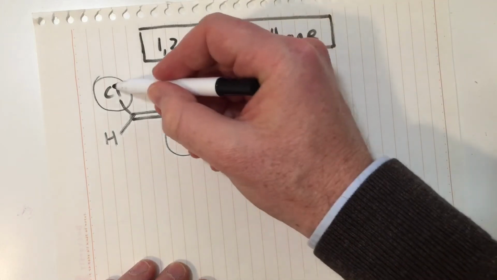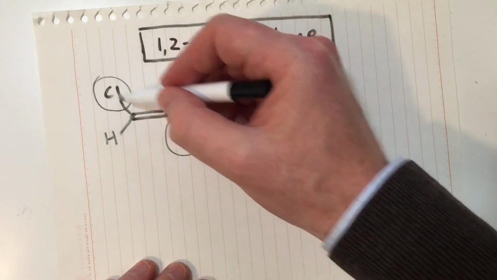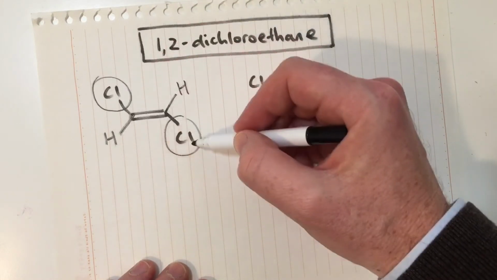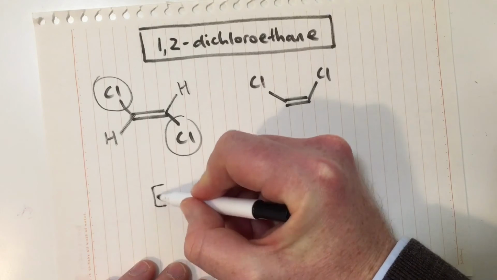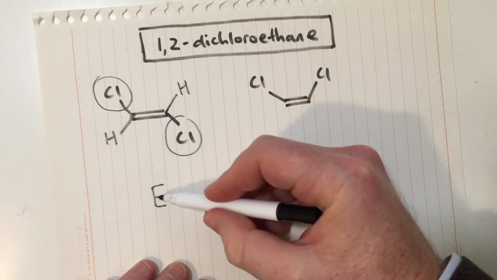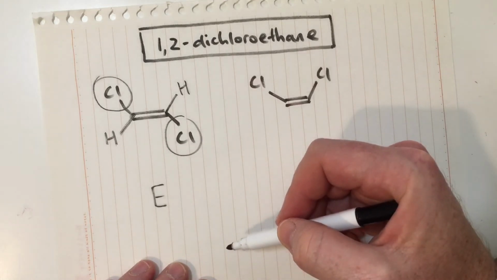Now, you look at the two high priority groups. In this case, they're far away from one another. And when they're far away from one another like this, we call that E, from the German entgegen, meaning opposite. So this is E, 1,2-dichloroethane.